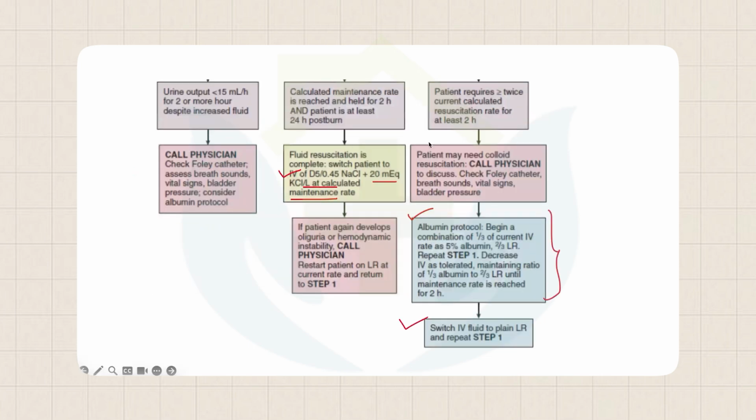And if despite these measures, there is no improvement, then you have to call the physician. You have to reassess volume status, send the urine report, look for any cast, look for acute tubular necrosis, why the urine is not coming, call the nephrologist and ask for a renal transplant, renal replacement like dialysis if required.